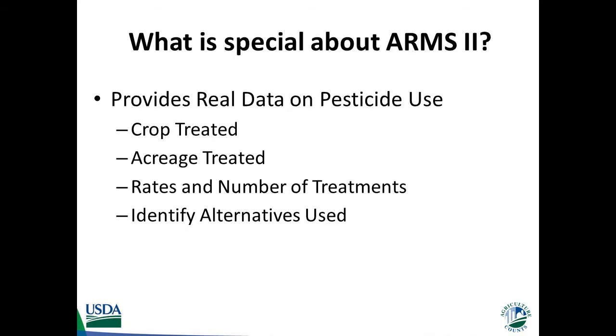There are typically 2 different versions of the ARMS Phase 2 survey conducted in a given year. There is the Production Practices Report, which sometimes we call the short form, and the Production Practices and Cost Report, which sometimes we call the long form. Both forms allow us to collect real data on pesticide use. We ask about crops treated, acreage treated, rates, and the number of treatments and any alternatives used.